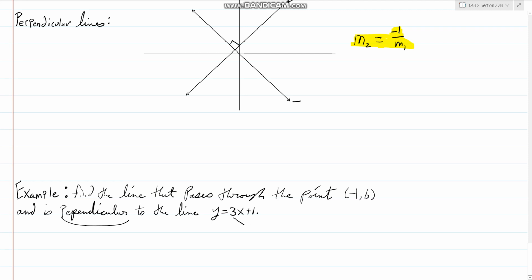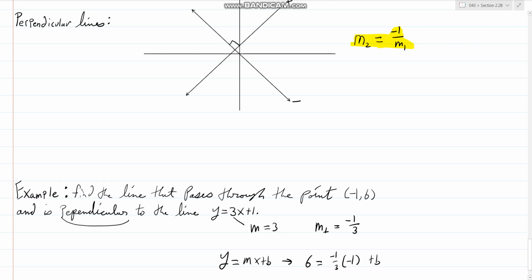Okay, well this slope is equal to 3, and we want a perpendicular slope to this one. So our perpendicular slope can be written as -1/3. Okay, so this would be our slope for a perpendicular line. Now they want our line to go through the point (-1, 6), so I can have y equals mx plus b, and that's going to become 6 equals -1/3 times -1 plus b.